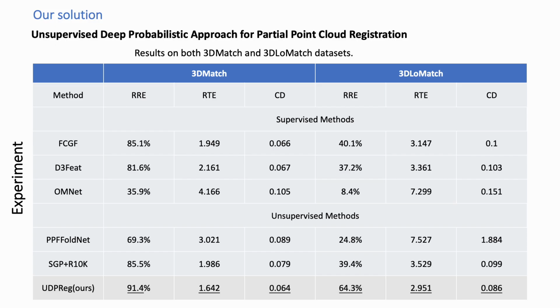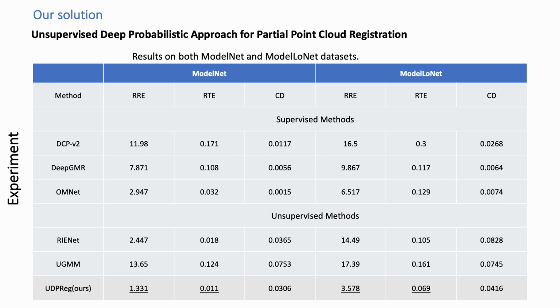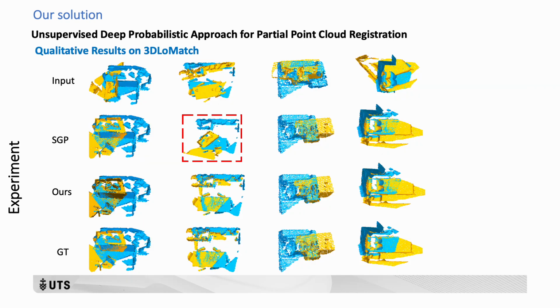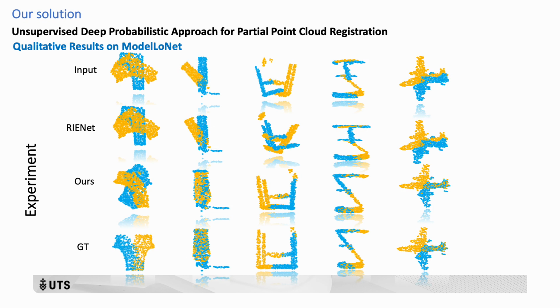This table reports the results on both 3DMatch and 3DLoMatch datasets. This table reports the results on both ModelNet and ModelLoNet datasets. Example qualitative registration results for 3DLoMatch. The unsuccessful cases are enclosed in red boxes. Registration results of different methods on ModelLoNet with more than 50% partial overlaps.